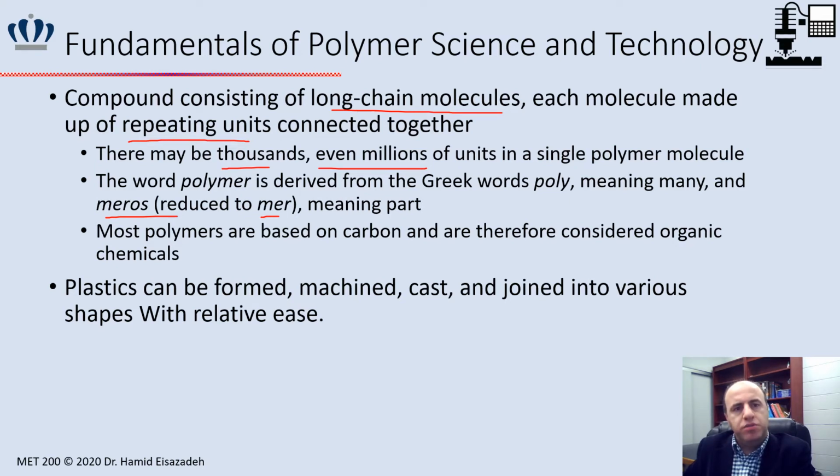Most polymers are based on the carbon element, and they are considered organic chemicals. Polymer materials can be formed, they can be machined. We can do casting with polymers. We can also join them together. They can be different shapes and different compositions. All these manufacturing processes can be done on polymers.